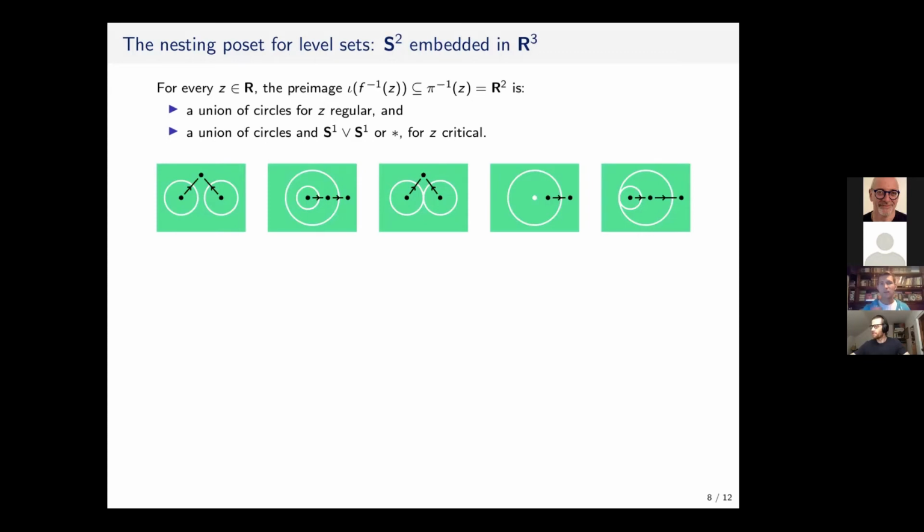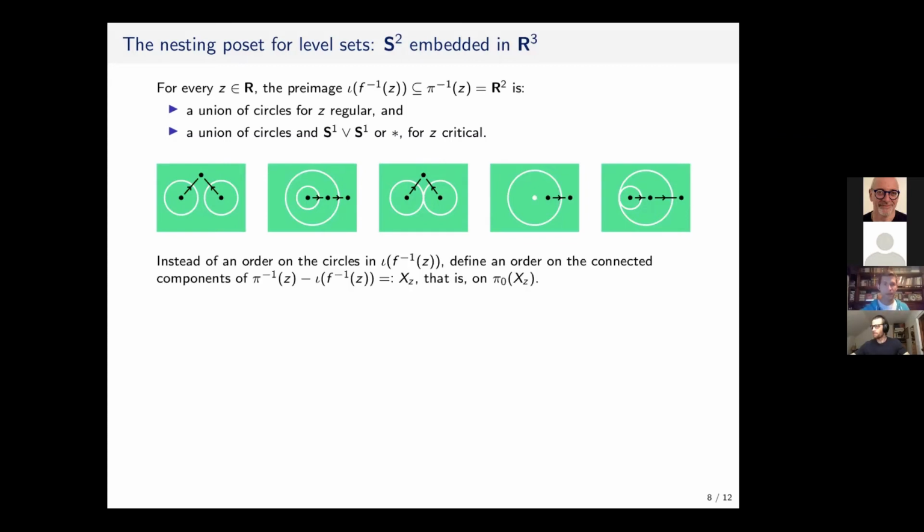And the wedges and the wedge of two circles can also be nested as on the right, or it can be next to each other as in the middle. So although it would be nice to put an order on the circles, because I've been talking about these circles in iota of f inverse of z, it turns out it's a bit easier in terms of actually going through all the definitions. It's easier to define an order on the complement of the circles. So basically on this plane minus the circles, which is just the connected components of the space.